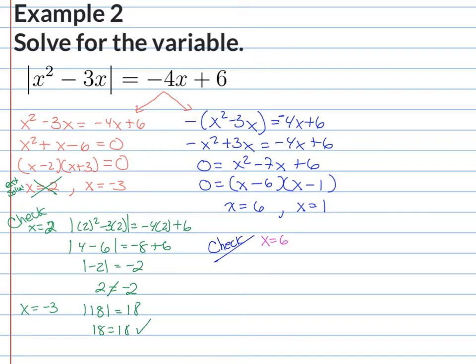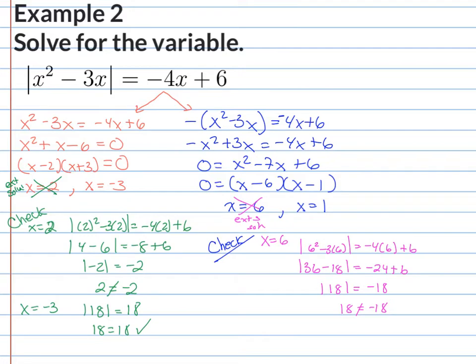I'm going to plug it into my original equation, not the one that I split up, my original equation. So I'm going to have the absolute value of 6 squared minus 3 times 6 is equal to negative 4 times 6 plus 6. I'm going to have 36 minus 18 is equal to negative 24 plus 6. This becomes absolute value of 18 is equal to negative 18. You get 18 is equal to negative 18. That's not a true statement, so this again is an extraneous solution.